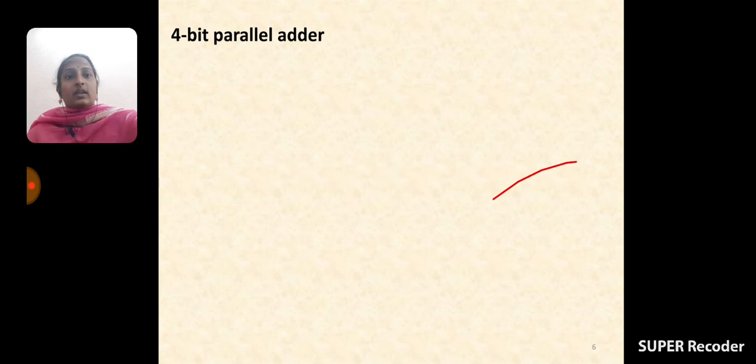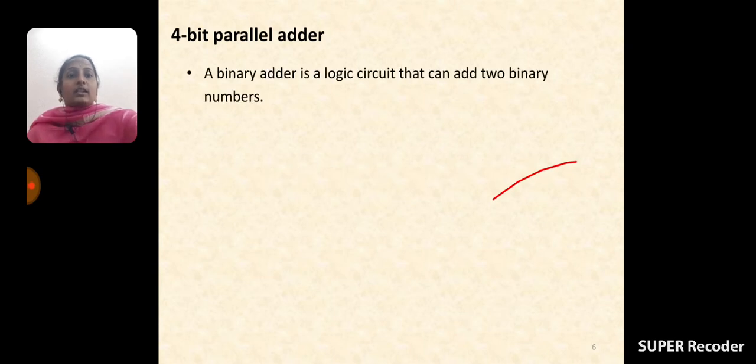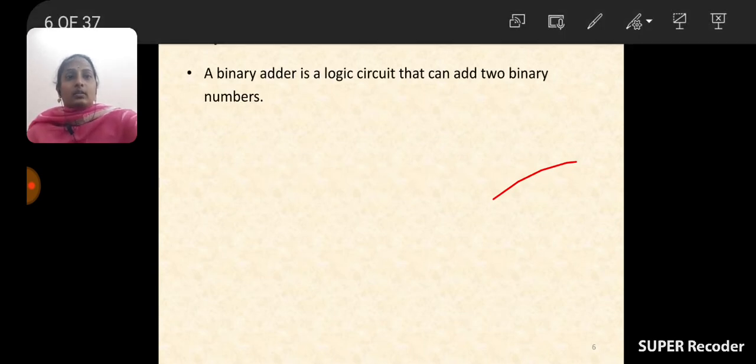So see here, the parallel adder is used to add two nibbles or two bytes at the same time. Not a single bit added to a single bit, but two bytes or two nibbles.